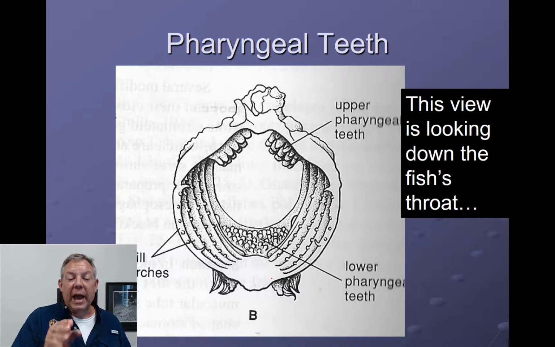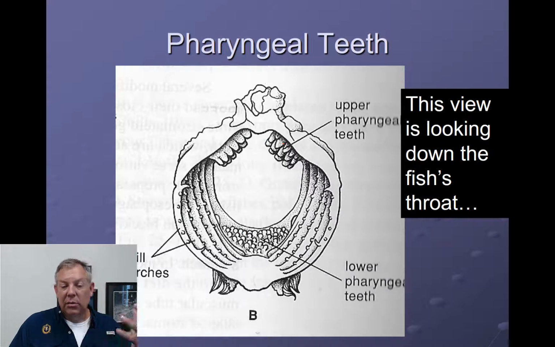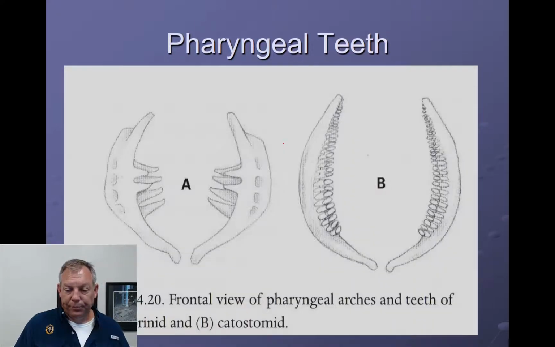So here we're looking down the throat of a fish, and you can see pharyngeal teeth down here in the throat. Here are the gill arches, and then there are some pharyngeal teeth in this example on top, and you could have either one.